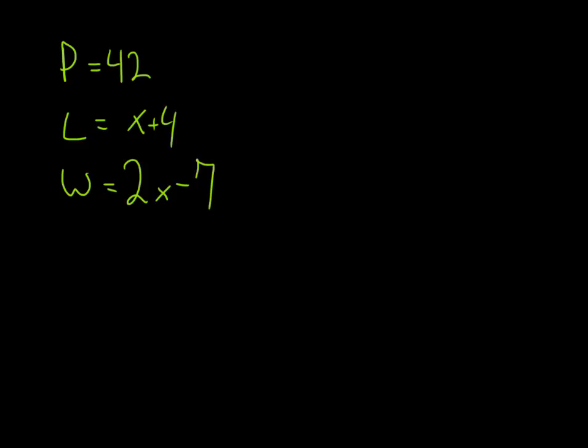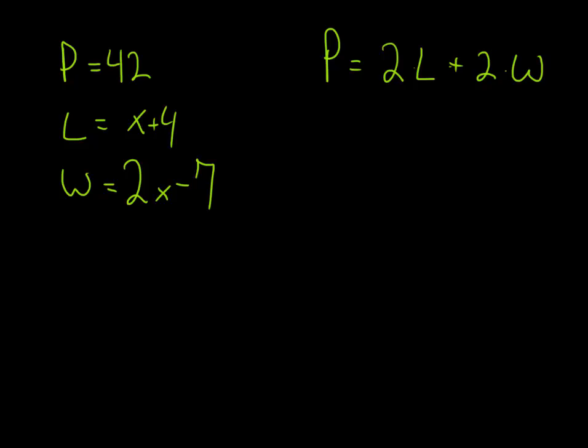So number 12 was about the perimeter of a rectangle being 42 centimeters. The length was represented by x plus 4, and the width was represented by 2x minus 7. So remember that the perimeter of a rectangle equals 2 times the length plus 2 times the width. And then use substitution to find your answer.